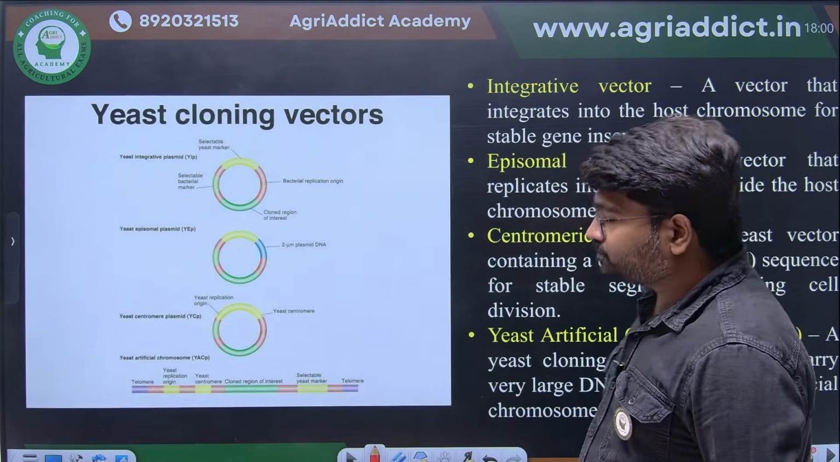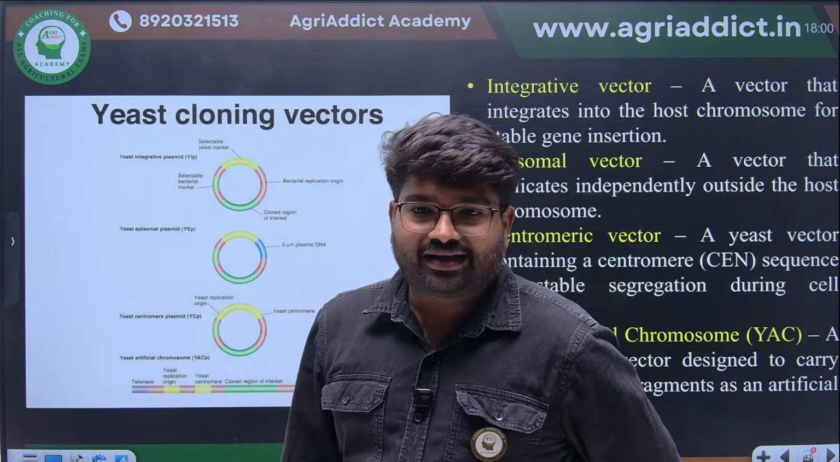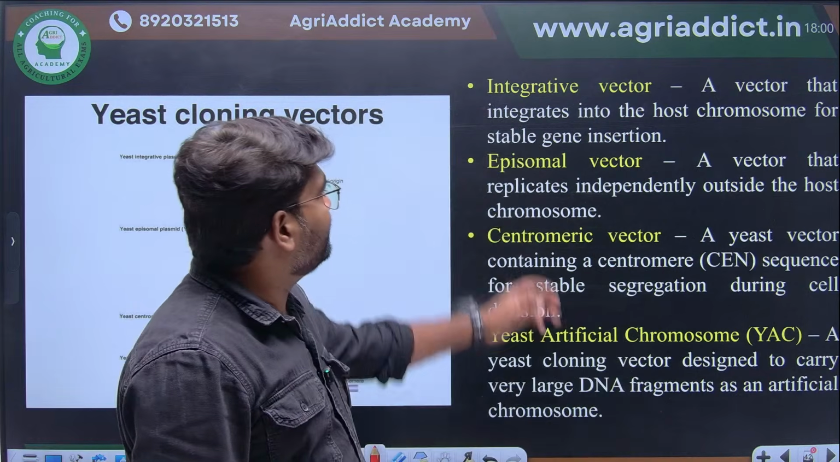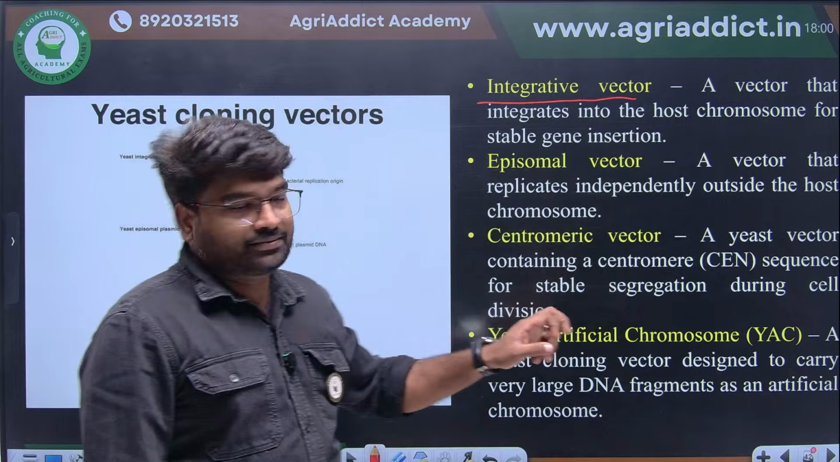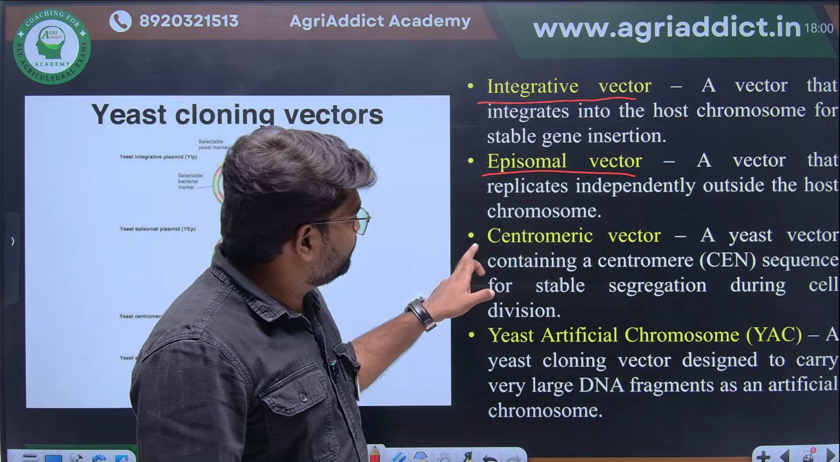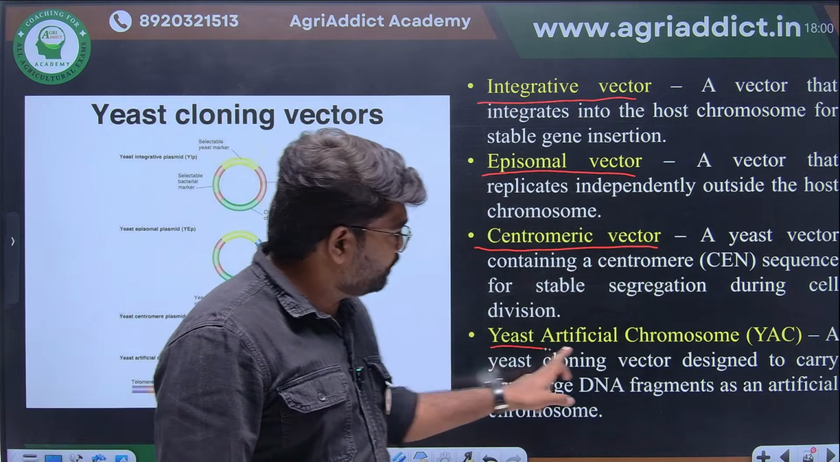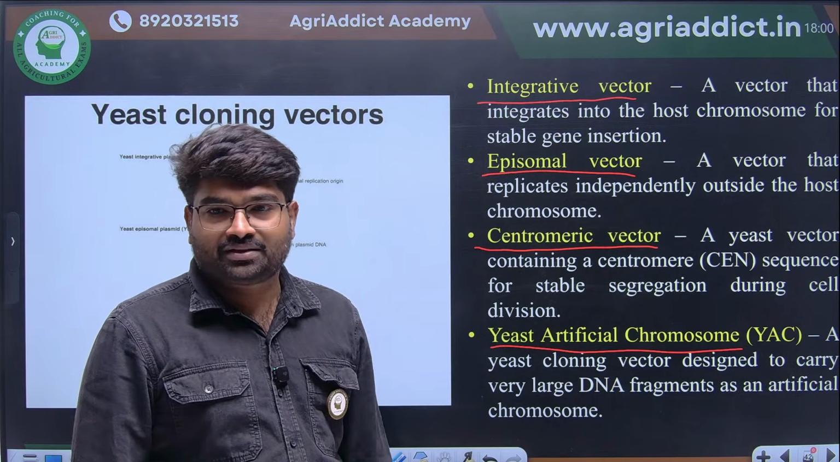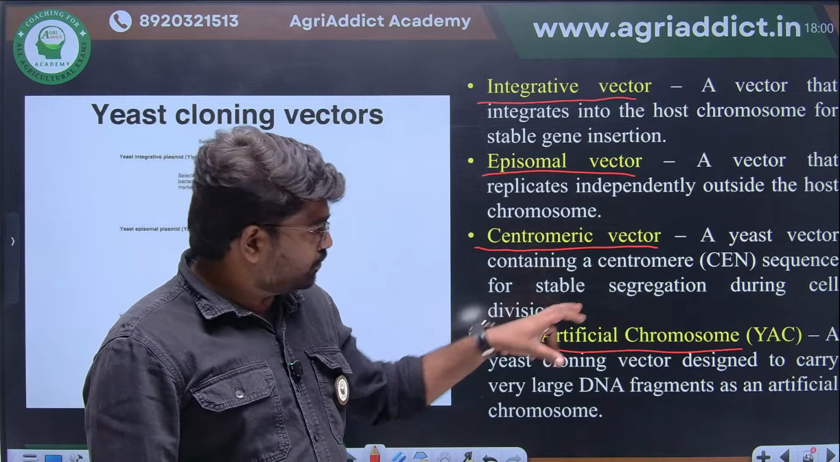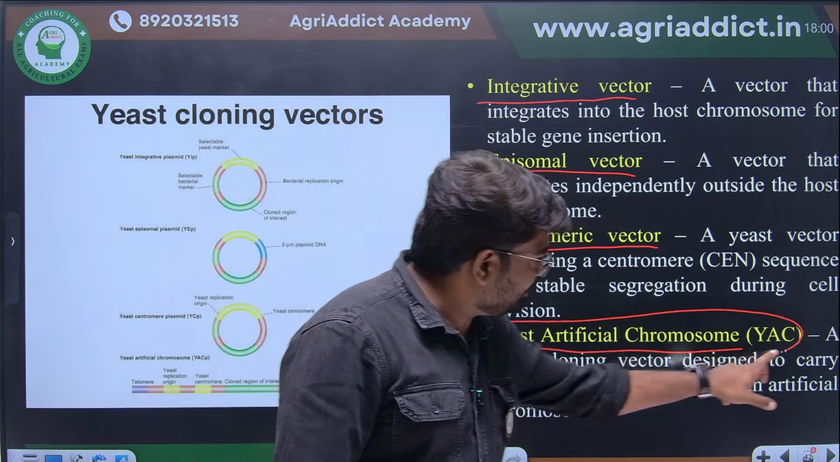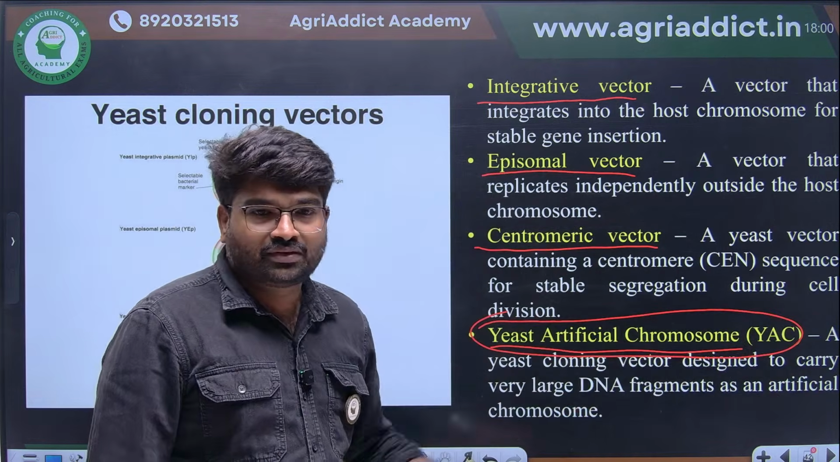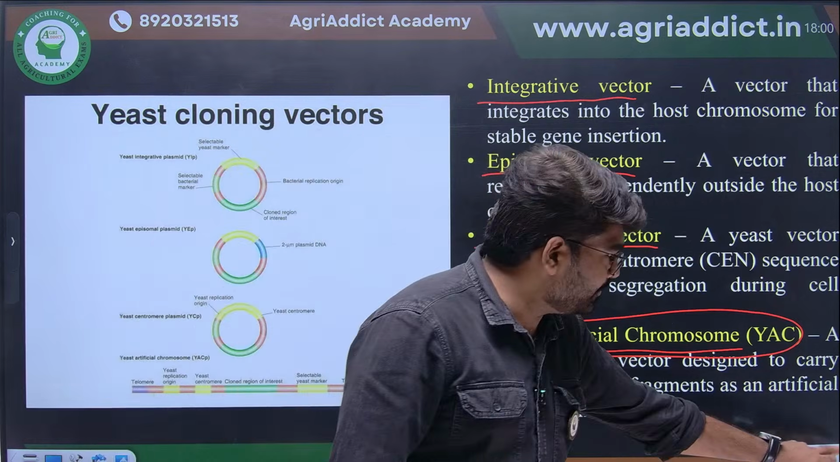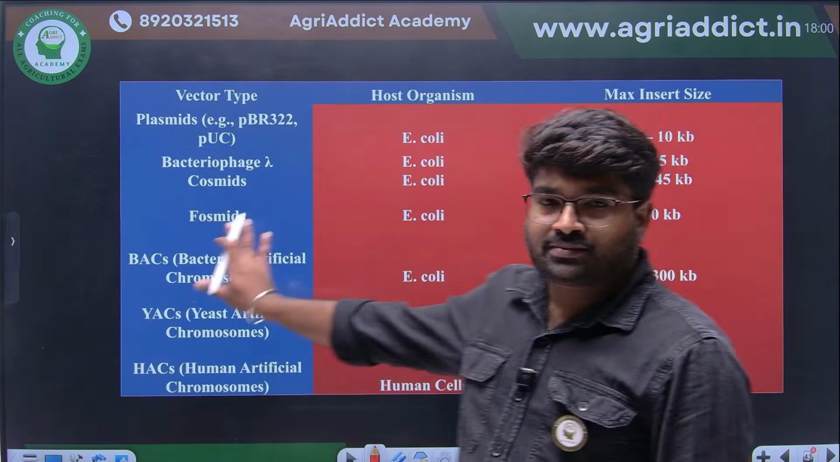These are the yeast cloning vectors. There are different types of cloning vectors: integrative vector, episomal vector, centromeric vector and YAC vector. These are just classification you have to remember. These are not that important. The most important thing is yeast artificial chromosome, what is the insert size? This is just a brief exam point of view.